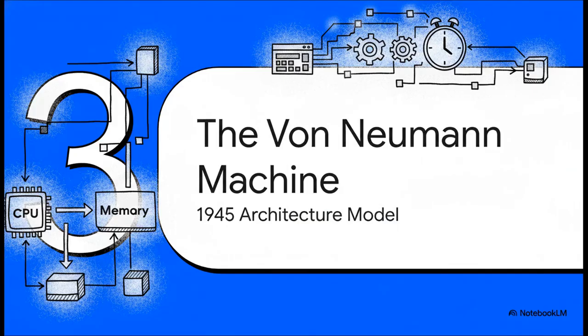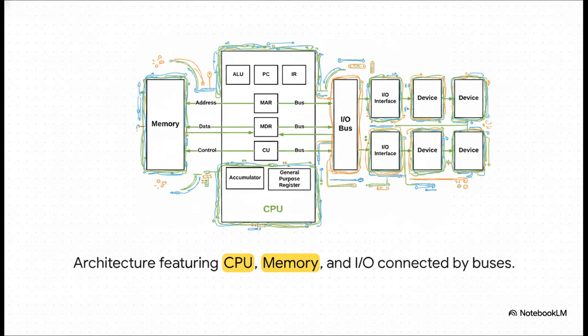Section 3. The von Neumann machine. 1945 architecture model. To really grasp how main memory handles this data, we've got to zoom way back to John von Neumann's genius 1945 architecture, which, amazingly, still powers almost every modern computer today. This architecture uses a single, shared memory for both your program instructions and your actual data. And this memory is intimately connected to the CPU via specialized communication pathways called buses. You've got the address, data, and control buses. They essentially act as the computer's nervous system, firing precise signals back and forth between the memory and the processor.